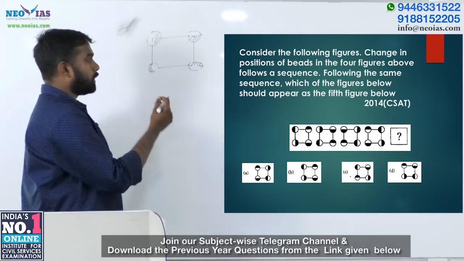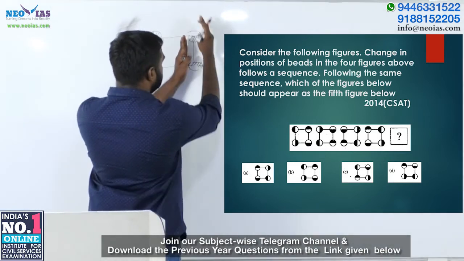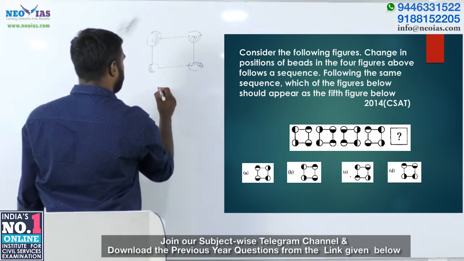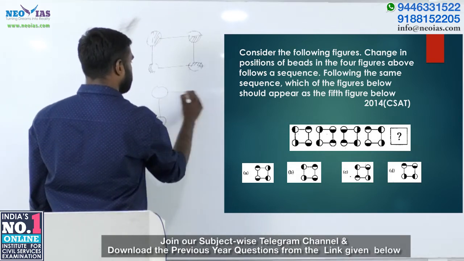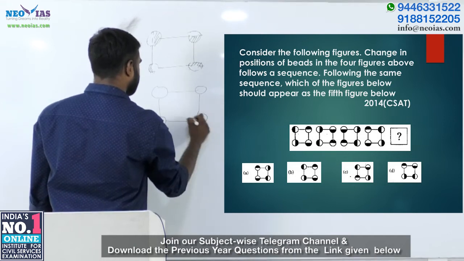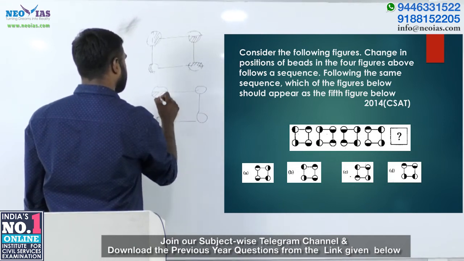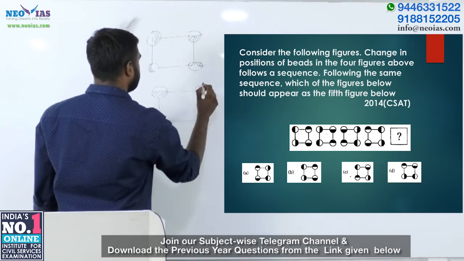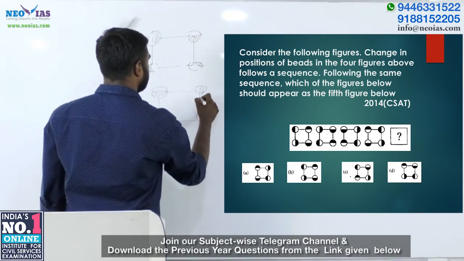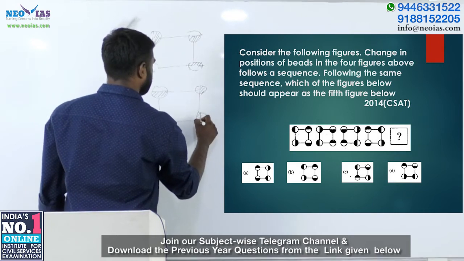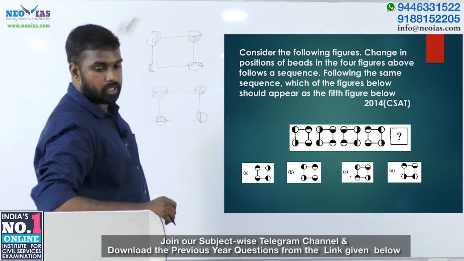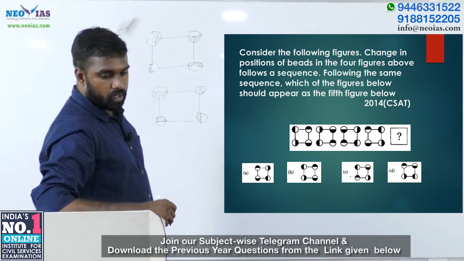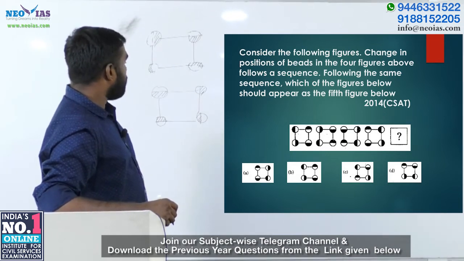And in the third figure, what happens? That is why I drew this figure. The entire set, these two things shift towards the left and this one shifts towards the right. So it will become like this. Isn't it? That is the third arrangement, right?